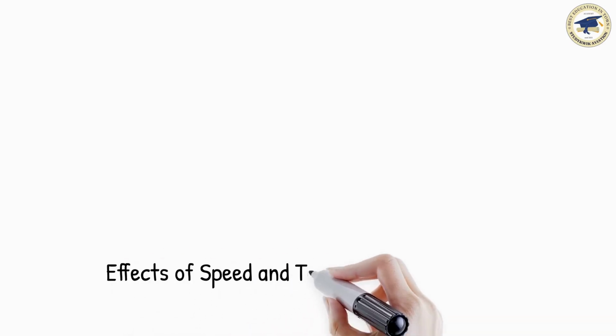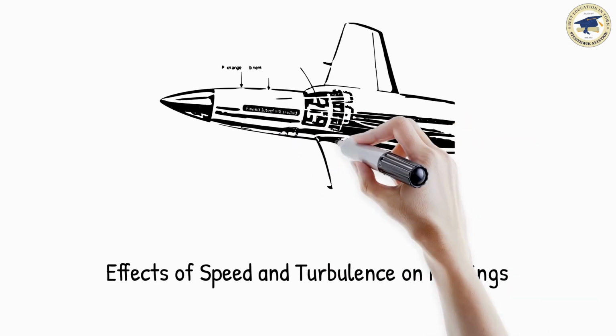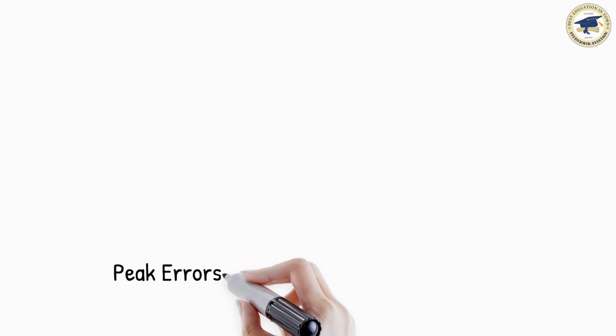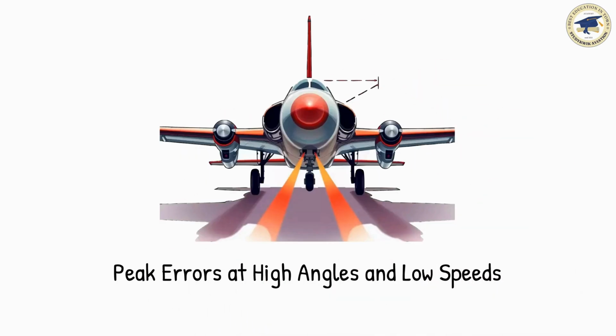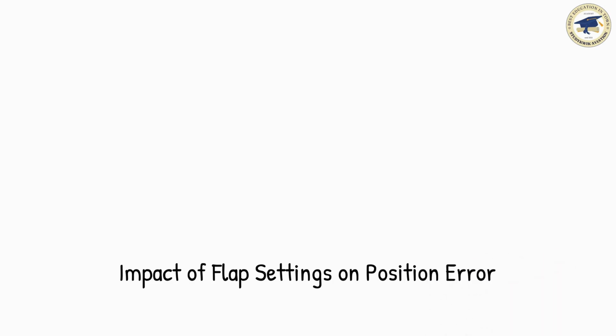Speed and turbulence may also affect the pitot tube readings, making them either above or below the correct value. At high angles of attack, a component of dynamic pressure may be sensed at the static head. Errors are usually greatest at high angles of attack and low speed. The high angle of attack may also cause a loss of dynamic pressure in the pitot tube.